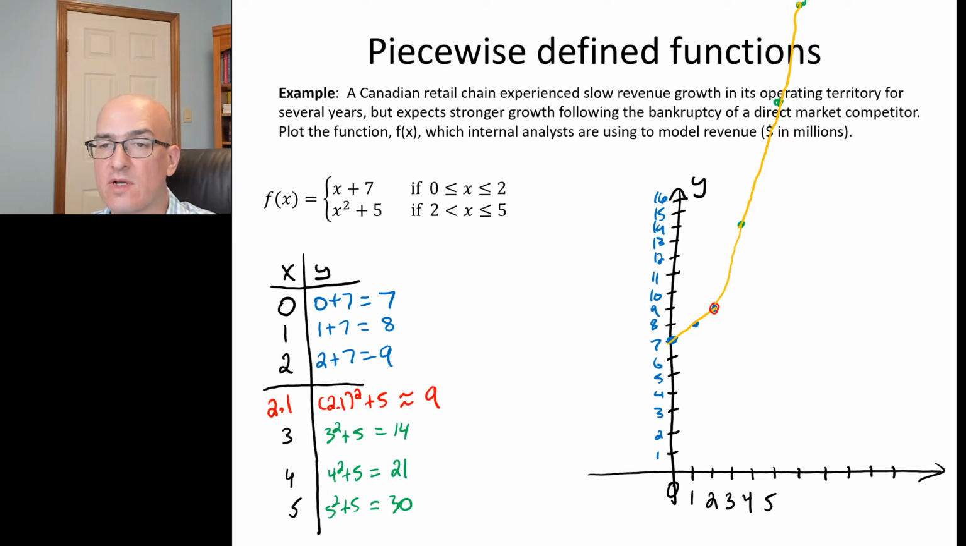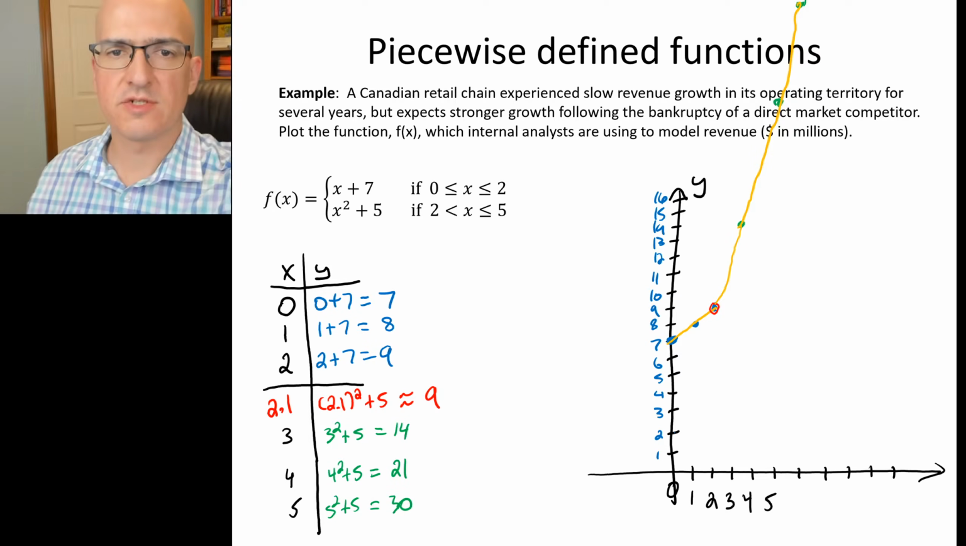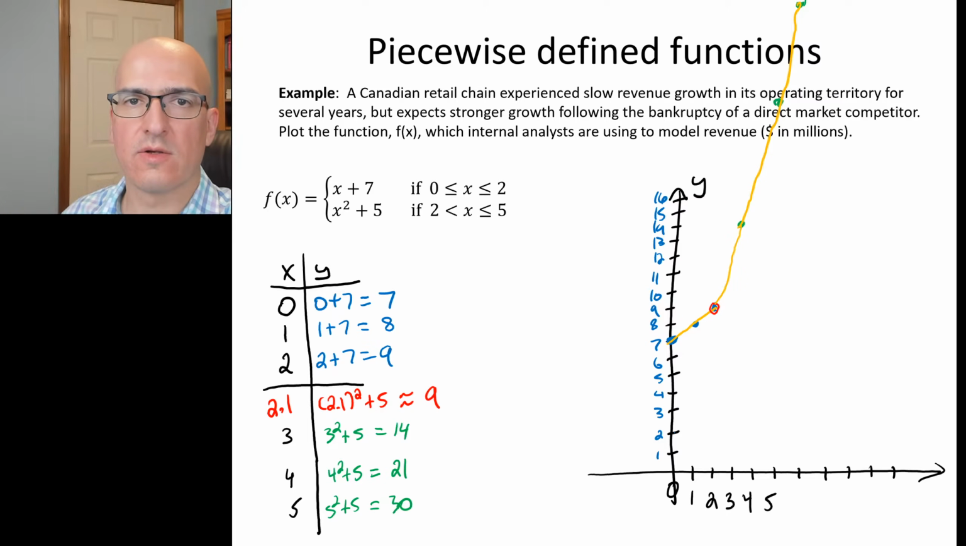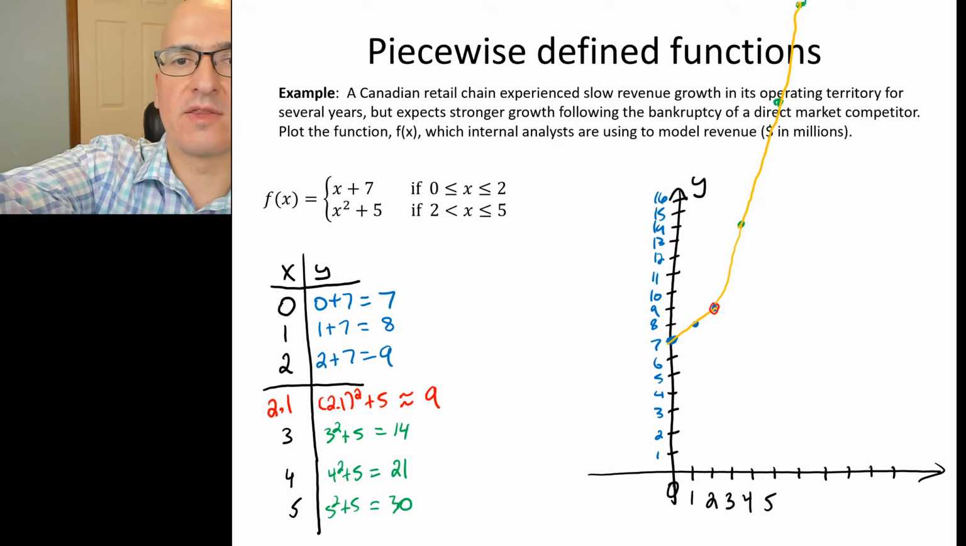My graph is terrible. I didn't use a ruler. I didn't use graph paper. I made no effort to make it pretty, and that's okay. The main point of this example is to show you how a piecewise function works. And it works by first choosing the x value, then deciding based on an x value which piece do you plug that x value in for.